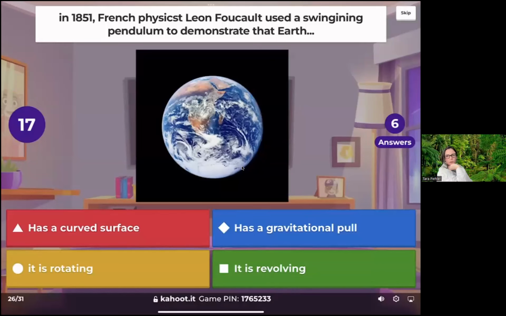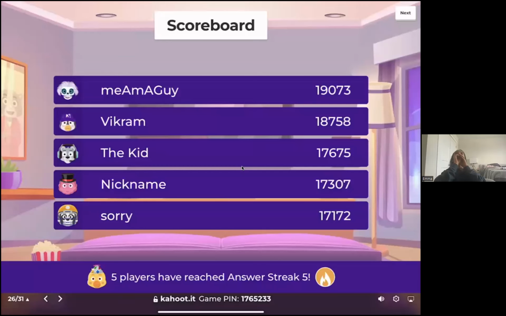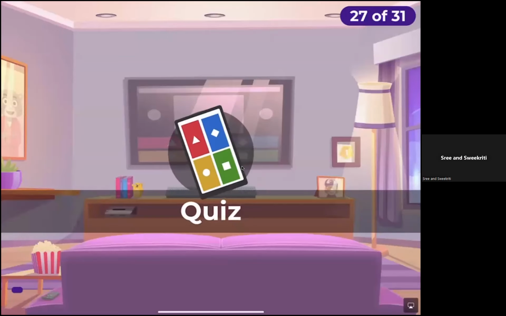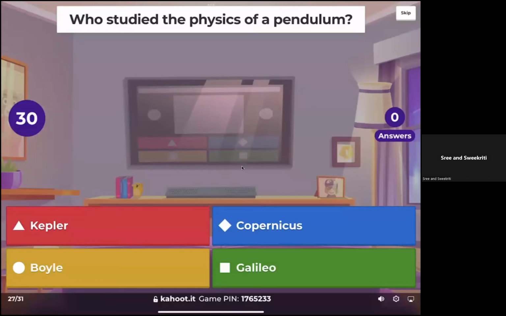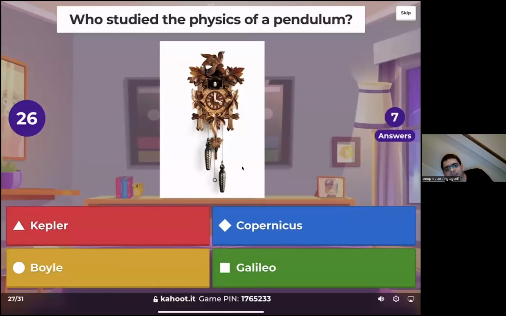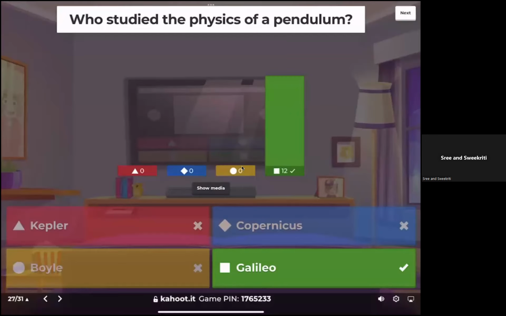Foucault. Is it rotating or revolving? Is there really a difference? Revolving is just going around. The Earth revolves around the sun. I'm still first. It was Copernicus. No, it was Galileo. I actually shouldn't say the answer. Copernicus. Everyone got it right.